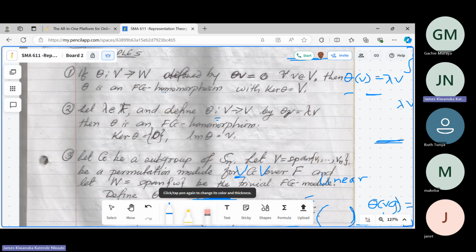So the next one simply fixes a constant lambda, picks every vector V and sends it to a multiple of V. So this is definitely a linear map. You can prove that this is a linear transformation as long as lambda is fixed. Every vector is sent to a fixed multiple of itself. So we can do that as an exercise, prove that this is a linear map as defined here.